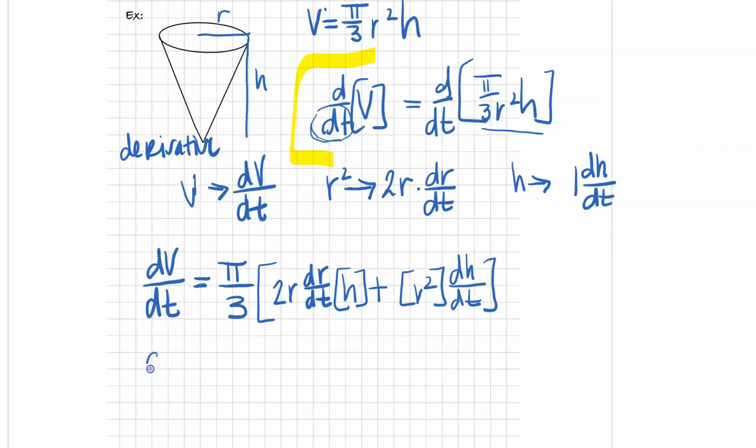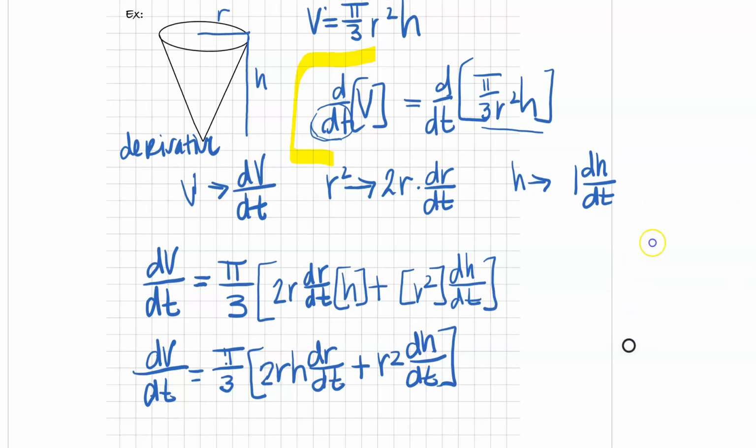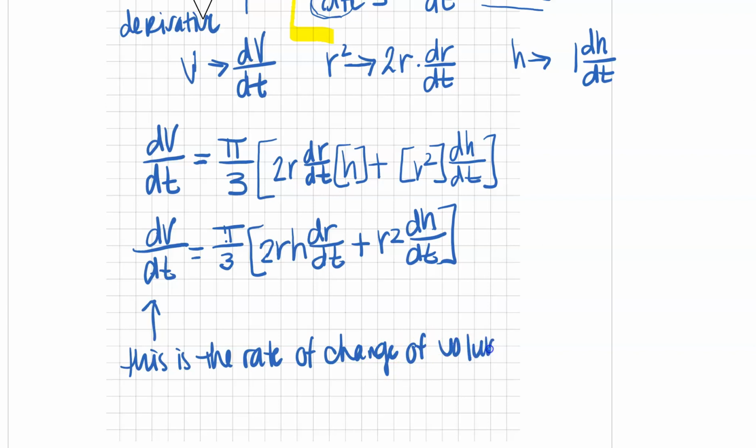And then if I clean this up a little bit, this gives me dV dt is equal to, I'm going to leave that pi over 3 out front. So this would be 2rh dr dt, I'm just reordering those letters, plus r squared dh dt. And so this is, let's just make this notation, this is the rate of change of volume with respect to time.